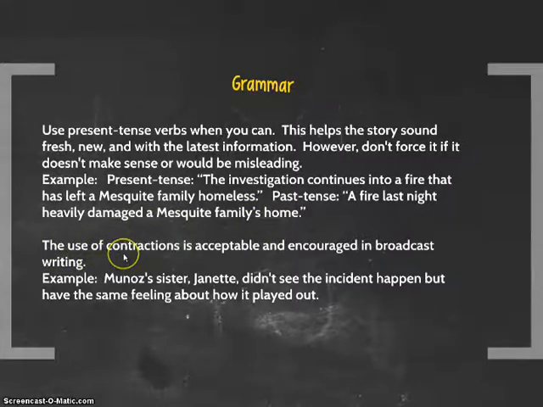Okay, and also don't forget that contractions are acceptable and actually encouraged in broadcast writing, and that is because they sound more conversational that way. So this example, Munoz's sister Jeanette didn't see the incident happen, but has the same feeling about how it played out.